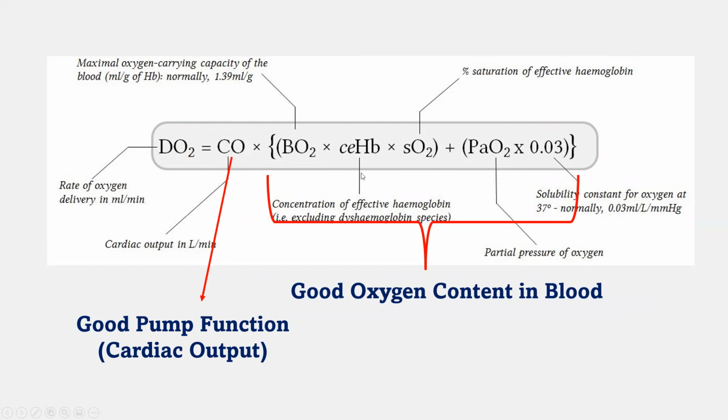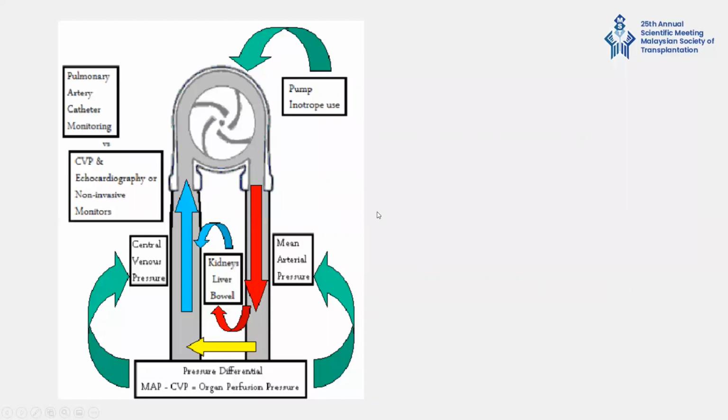So when you have a good oxygen content in blood times good cardiac output, all the tissues in the body will have a good rate of oxygen delivery in mils per minute. So you have a good pump, but it will not mean anything if your highway, or your blood vessel, is not at the right size. Meaning, if the size is too big, the mean arterial pressure may drop, and the perfusion will not occur to the organ and to the tissue.